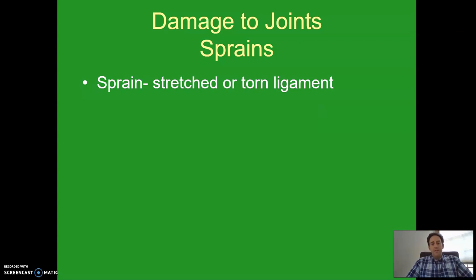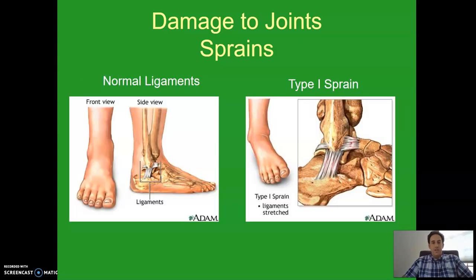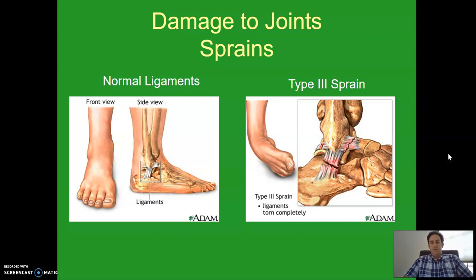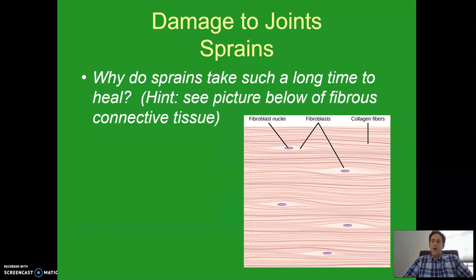Another way to damage joints is a sprain. A sprain is simply a stretched or torn ligament. So remember, a ligament connects bone to bone, and so stretching or tearing that causes that. So here you have the ligaments of your ankle, and you can see if you roll the ankle, type 1 is where you're kind of stretching that out. Type 2 is a partial tear. Type 3 is a complete tear. Watch, I'll make a little cartoon. Woo, whoa, woo, whoa.